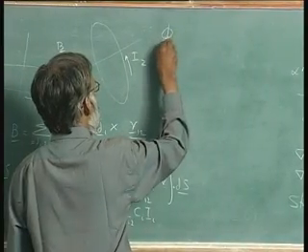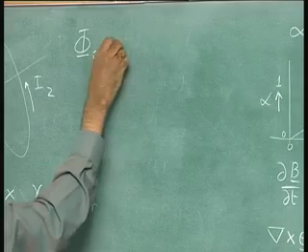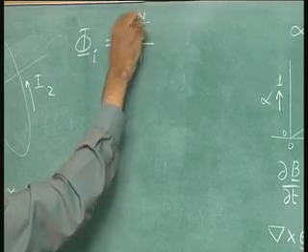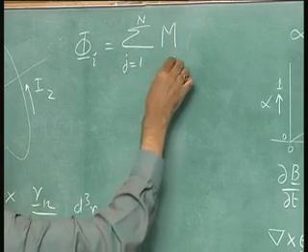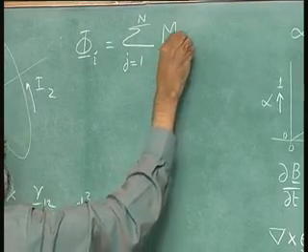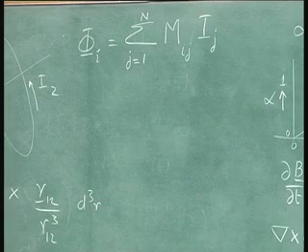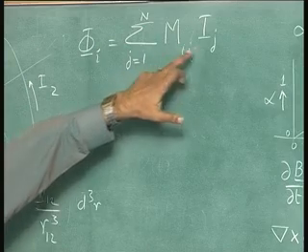So, what I get is phi through coil i is equal to the sum on j equals 1 to capital N of some coefficients, and here I will use the symbol that is usually used, M_ij, times the current in coil j. It is the same idea, that constant multiplies the current in the jth coil.